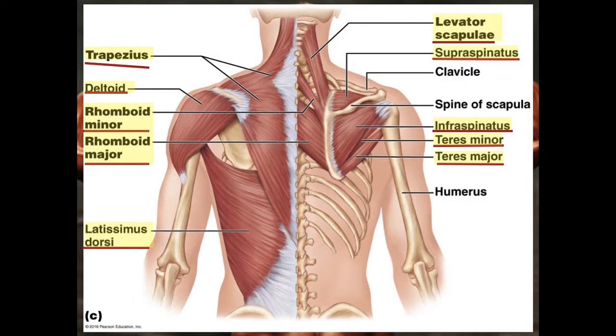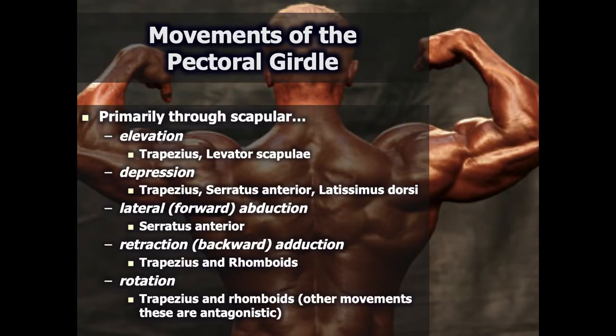Okay, supraspinatus is above the spine of the scapula. Infraspinatus is below the spine of the scapula. Okay? And then you have your teres minor and your teres major. Oh, and on this side we have our rhomboid major and our rhomboid minor. Okay, again, named after their shape.